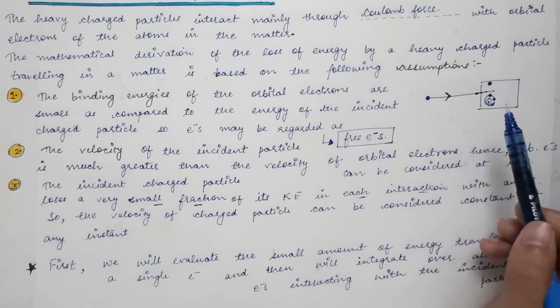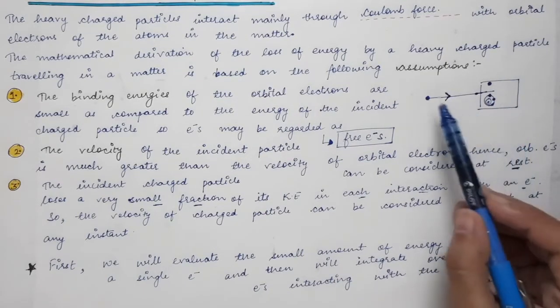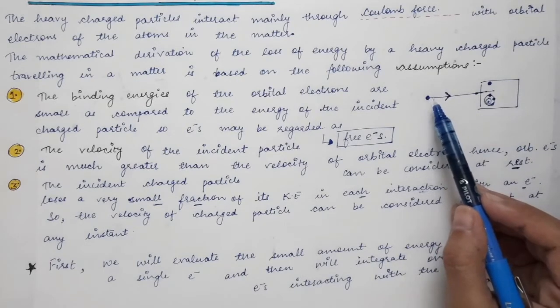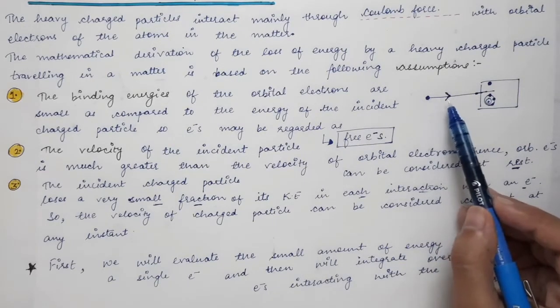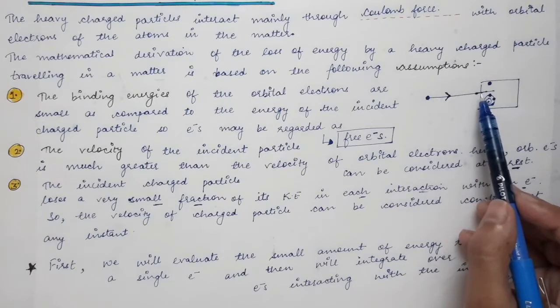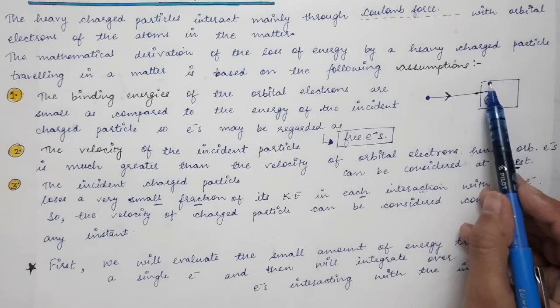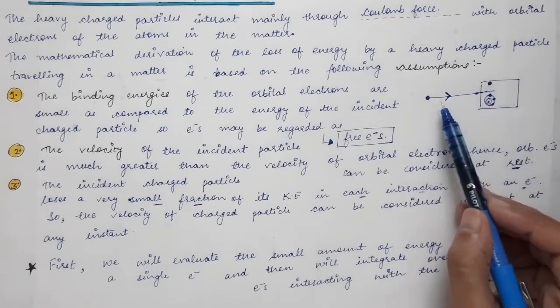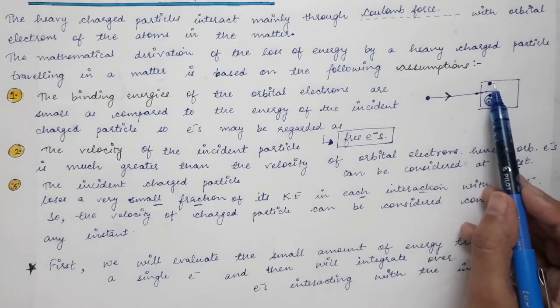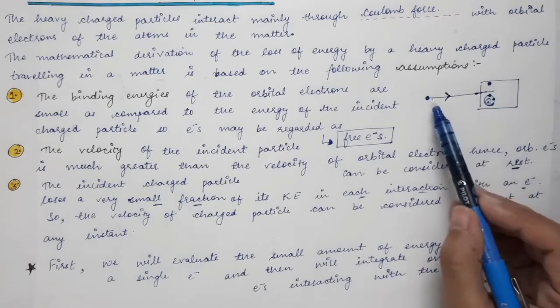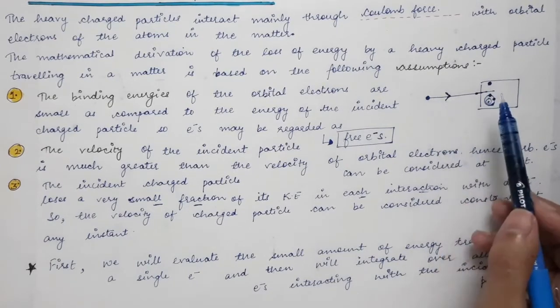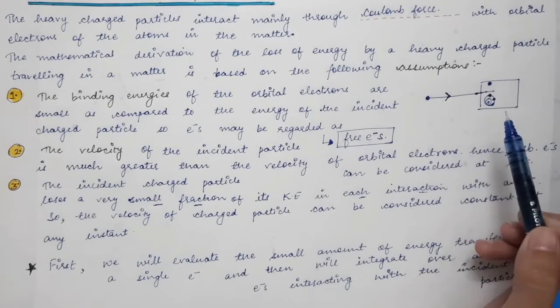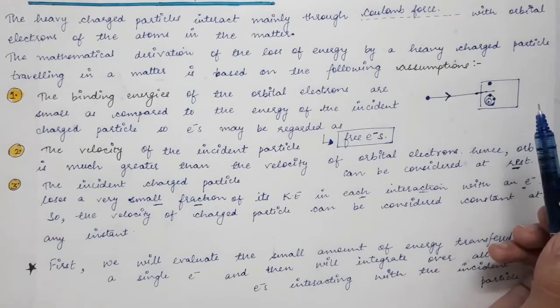To simplify the calculation of the energy loss of this heavy charged particle, first of all we are going to find the energy loss in the case of one electron. We will take a single electron in the medium and find the formula for how much energy is transferred to a single electron by this heavy charged particle, and after that we will integrate over the whole medium, and that will give us the total energy loss.